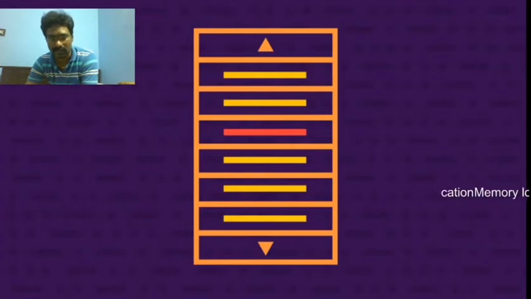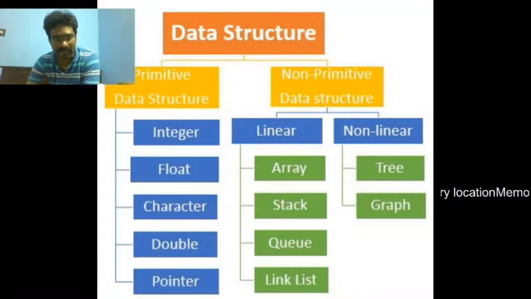So here, based upon the storage of the elements in the memory location, it is categorized into two main types, that is primitive data structure and non-primitive data structure. The primitive data structures include the basic data types such as integer, float, double, character, and then the pointer. And the non-primitive data structure is of linear and then non-linear.